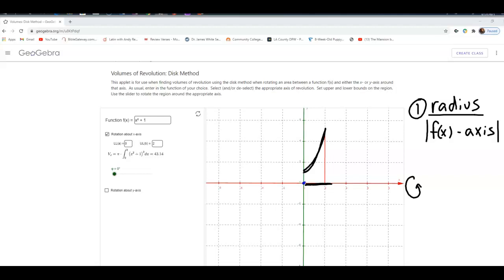Now, in this case, my axis is the x-axis, which is the line y equals 0. So when you're rotating around the x-axis, it's 0, and so really, there's your radius. Anytime you're rotating around the x-axis or the y-axis, the axis value is just 0, and therefore your radius will be your function.